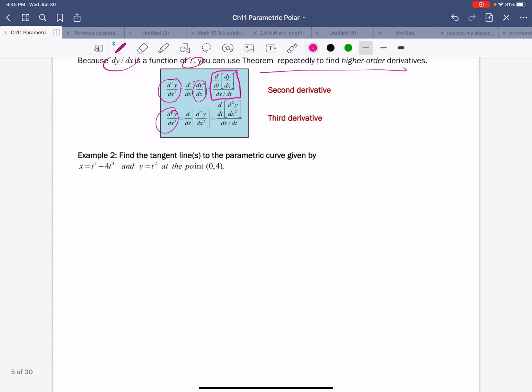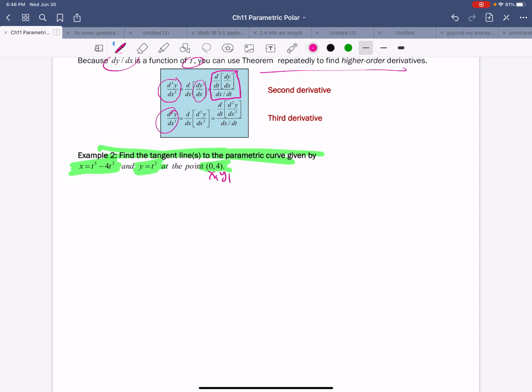Here we have an example: find the equation of the tangent line to the parametric equations. We're given x equals t to the fifth minus 4t cubed, y equals t squared, and we're looking at the point (0, 4). So we want to find the slope of the tangent line, and then the equation of the tangent line. We are given the point (x1, y1), which is (0, 4).